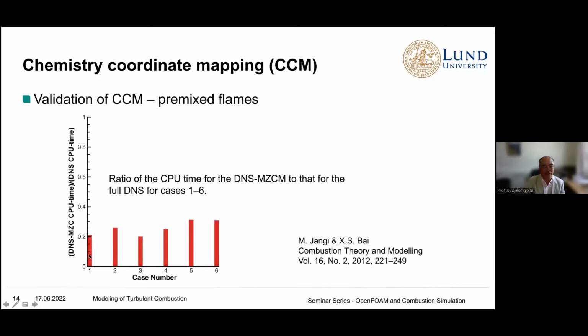So what about the speed up? This is the 3-dimensional DNS case, which is a factor 5 speed up. So with the CCM, one can have 5 times faster. The other cases, 2D cases usually, are usually faster because there are more points that share similarity. But anyway, it's 3 to 5 times speed up.